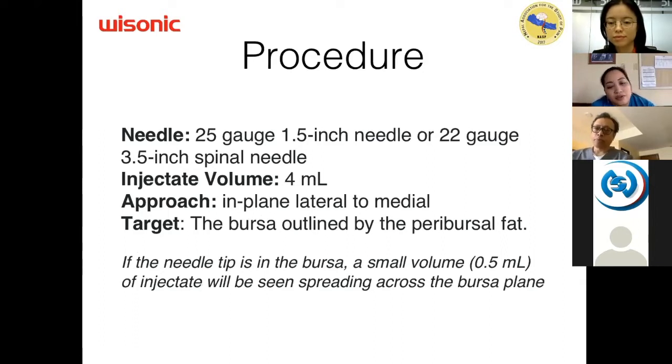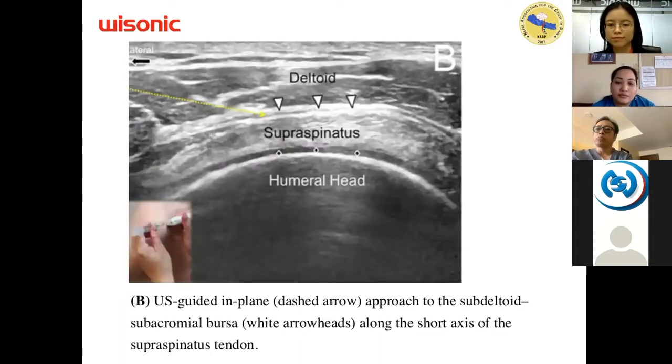So again, for the procedure, I prefer the small needle because it's a very superficial structure, but much of the literature also mentions using a 22 gauge spinal needle, which is 3.5 inch. The injected volume depends. It can actually range from 4 to 8 mL. So you have to see how much pathology there is if you're injecting. The approach is in plane, lateral to medial. I target the bursa outlined by the peribursal fat. If you put your needle tip correctly inside the bursa, even a small volume, 0.5 mL, can be seen on your ultrasound screen spreading across the bursal plane. So that's the ultrasound-guided in-plane approach to the subdeltoid subacromial bursa, coming from the lateral to medial side.